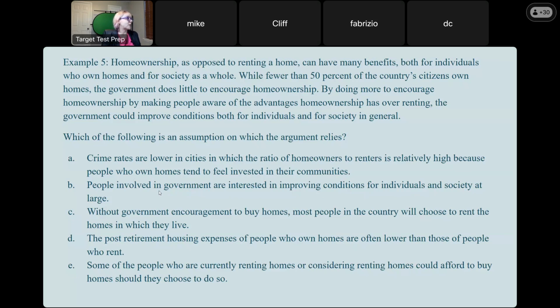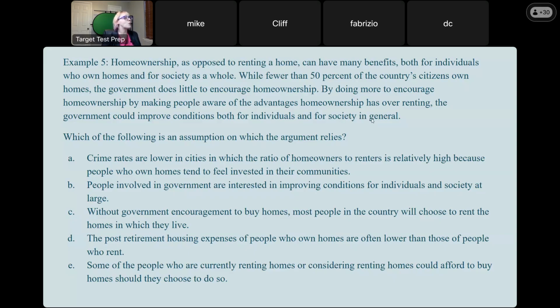I saw this one was popular. The conclusion is by doing more to encourage homeownership, by making people aware of the advantages, the government could improve conditions both for individuals and for society in general. So, if people involved in government are interested in improving conditions for individuals and society at large, can this conclusion hold? I would argue so.